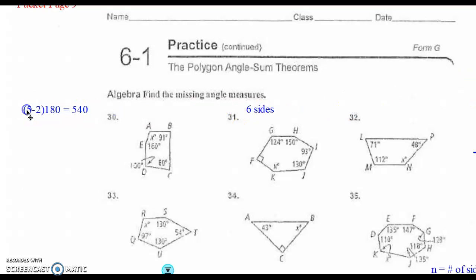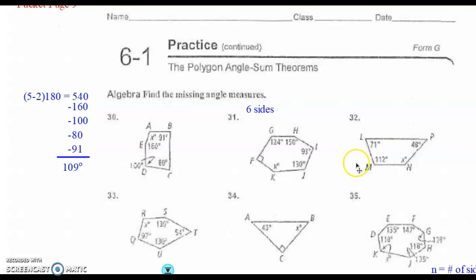So I know that 5 minus 2 times 180 is 540. So I know that number 30 has to have a grand total of 540 degrees. And when I subtract 160, 180, and 91, I get 109. So 109 is our answer for number 30.